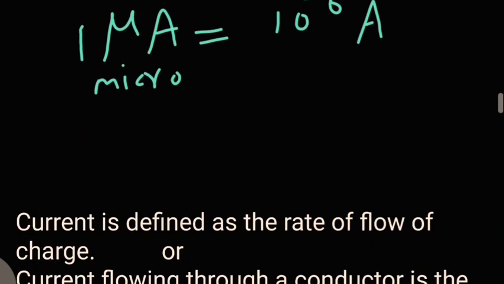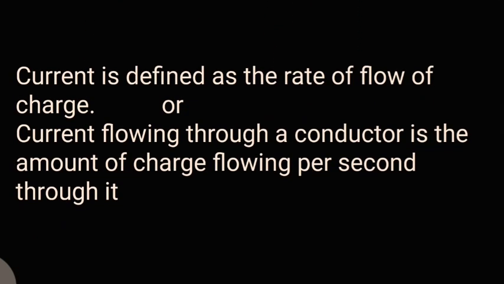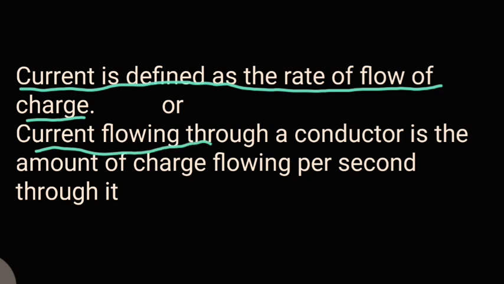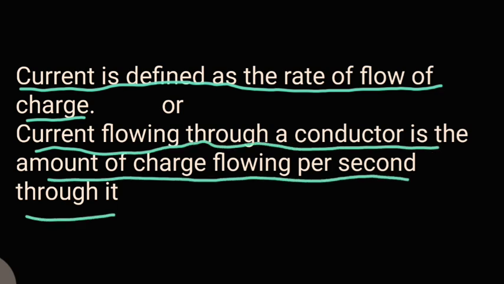Now let us see the definition once more. Current is defined as the rate of flow of charge, or you can say in other words, current flowing through a conductor is the amount of charge flowing per second through it. So that is the introduction about the current.